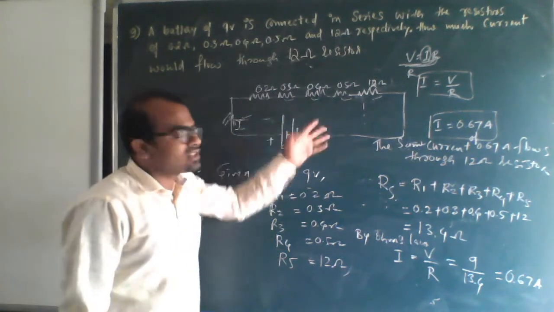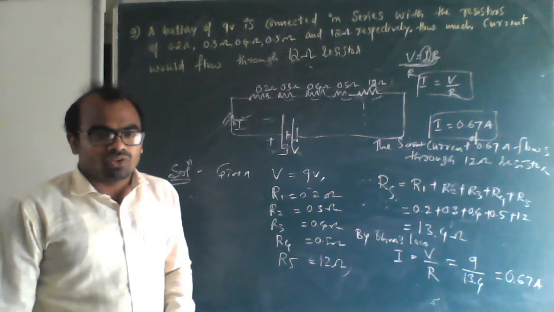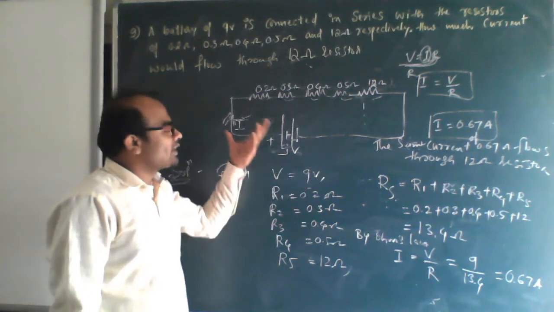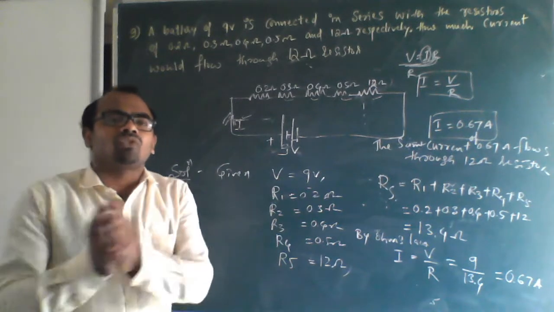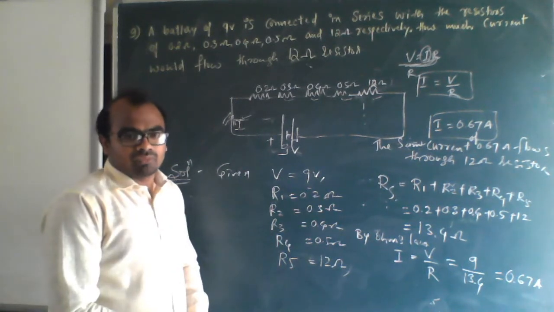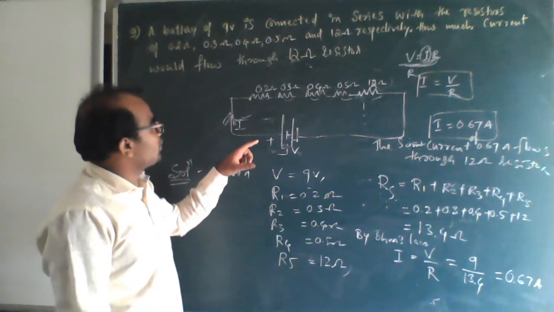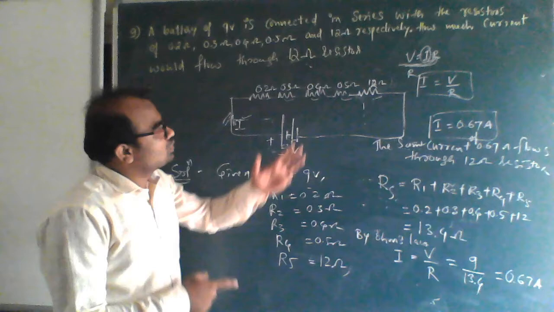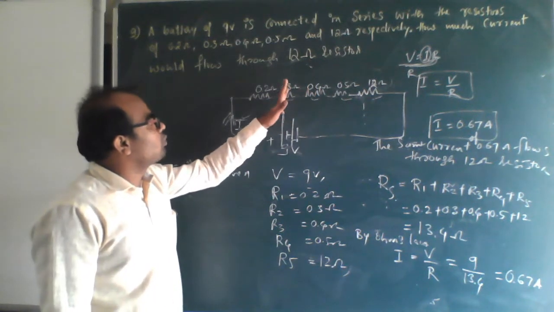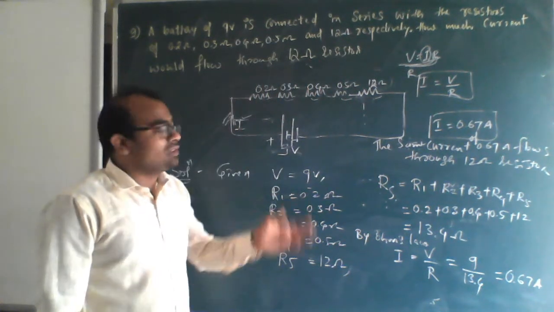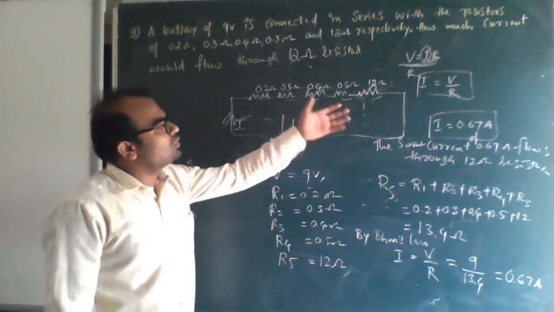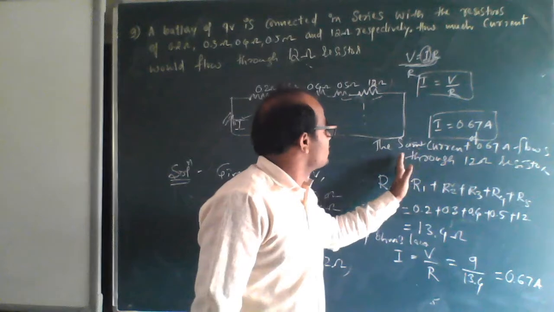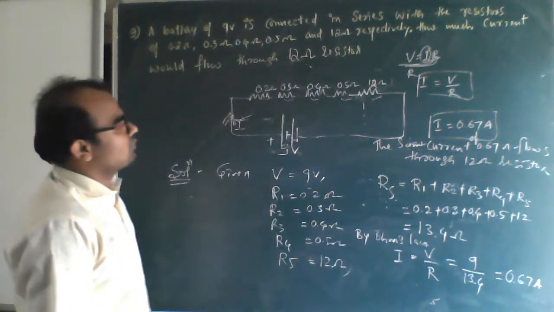We have to first consider RS. Okay, then on the basis of RS we have to find the current. The same current will flow through the complete circuit, meaning it flows through 12 ohm, 0.5 ohm, 0.4 ohm, 0.3 ohm and 0.2 ohm. Then you have to say that this same current is flowing through the 12 ohm resistor. So the same current 0.67 ampere flows through the 12 ohm resistor.